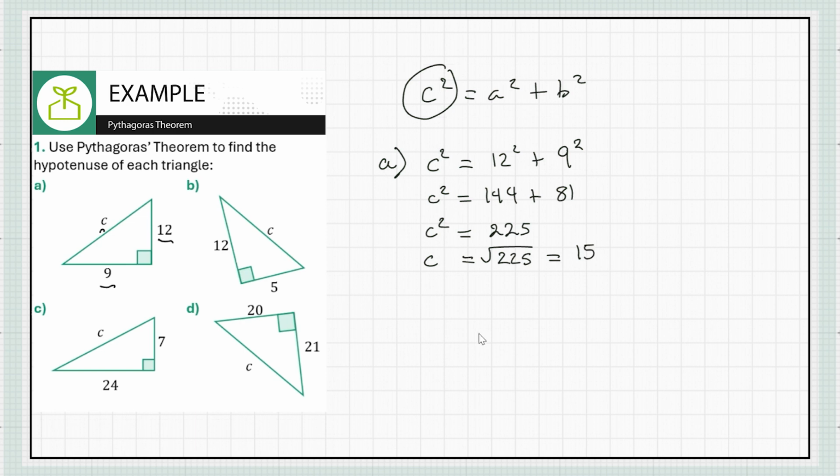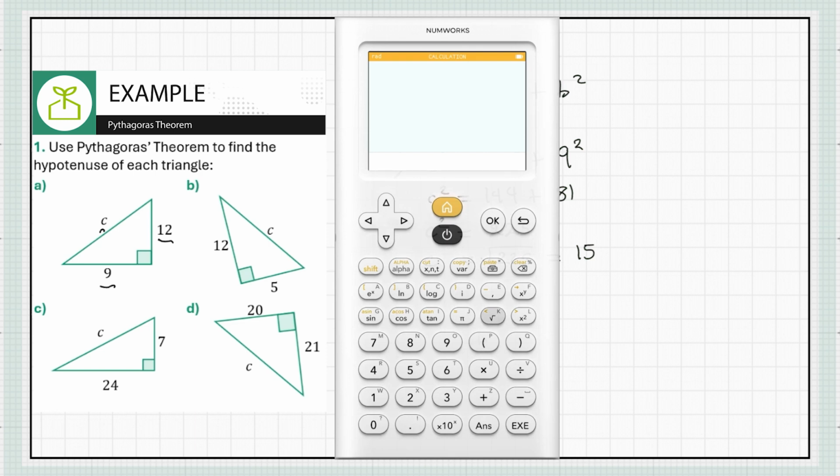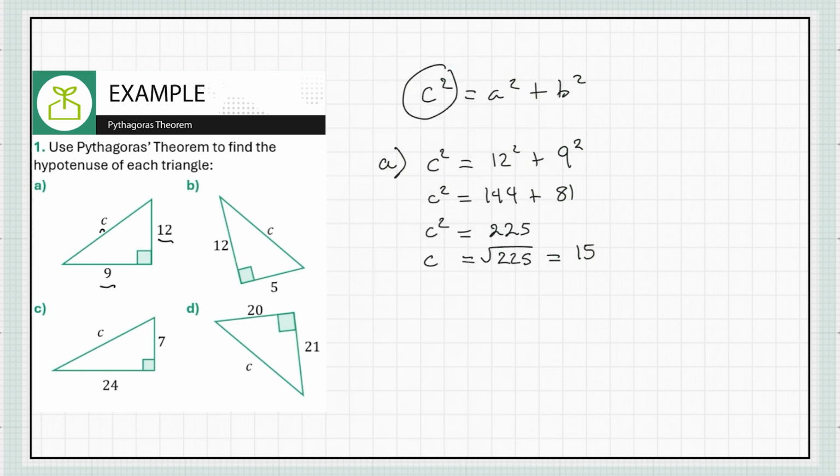Alright, I'll just show you quickly how to do that on your calculator. So if you go to your calculator and you just hit this symbol here, you'll get the square root button, and then you just have to put in 225 and hit execute, and you'll get 15. You can also skip a lot of the steps involved in the working just there and do 9 squared plus 12 squared, hit execute, and then take the square root of 225. Okay? Alright, now back to this.